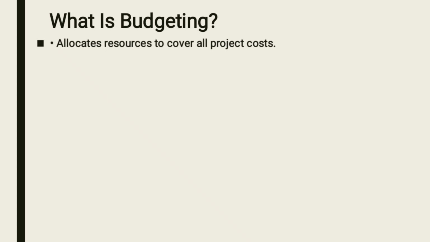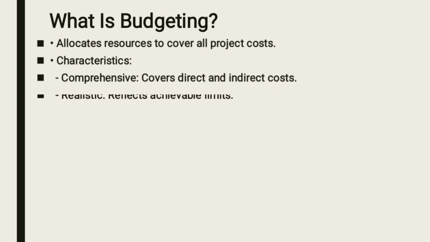We need to understand what budgeting is. Budgeting is allocating resources to cover all project costs. So when you are allocating your resources so that every part of your project is covered, that is budgeting. Let's talk about the characteristics of budgeting. Number one, it's supposed to be comprehensive. That means it is supposed to cover all direct and indirect costs.